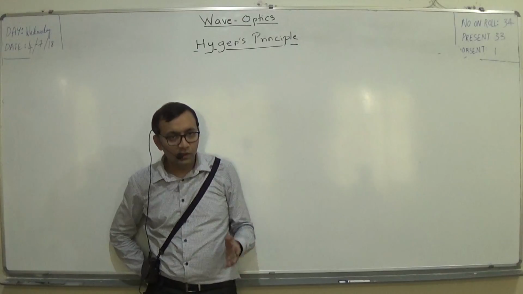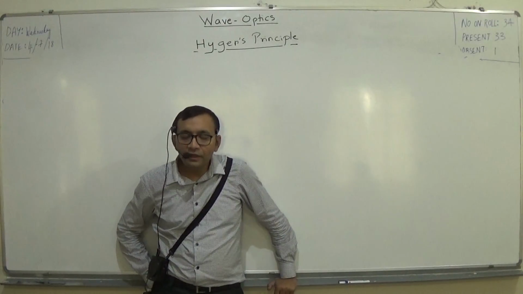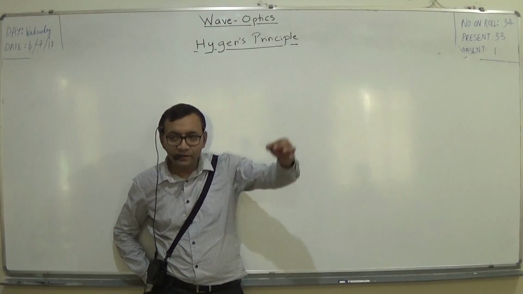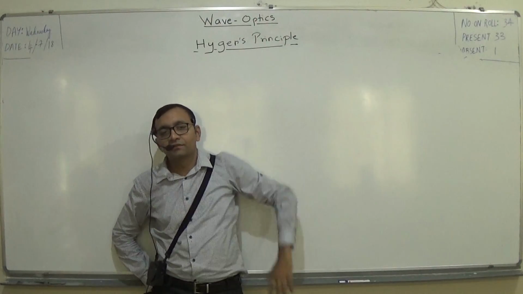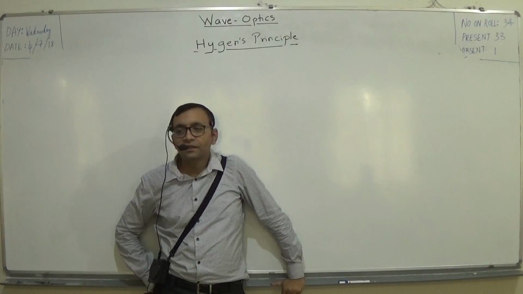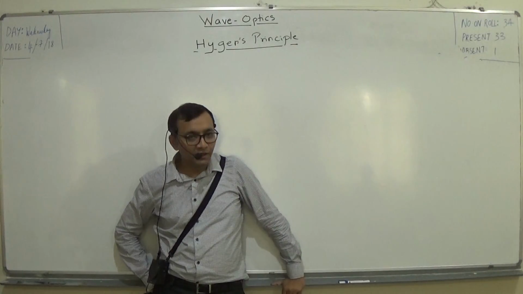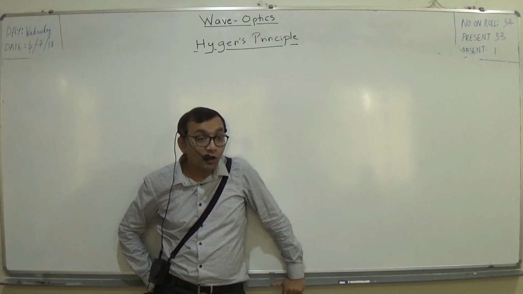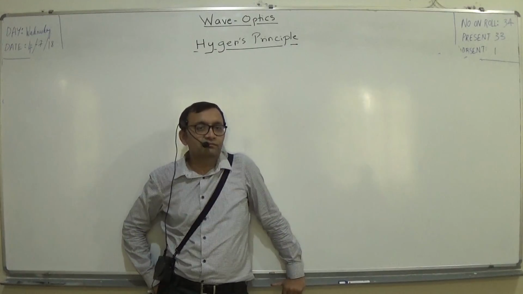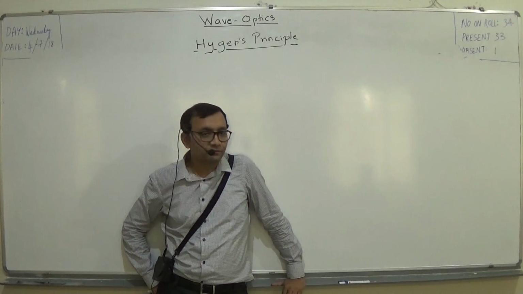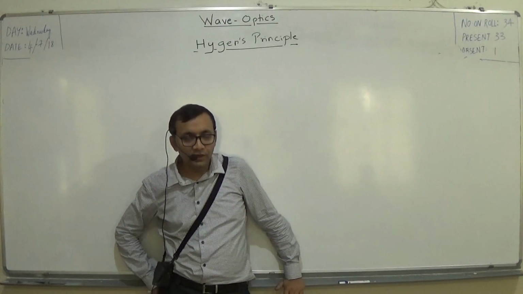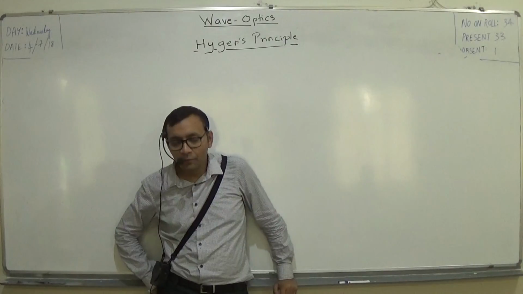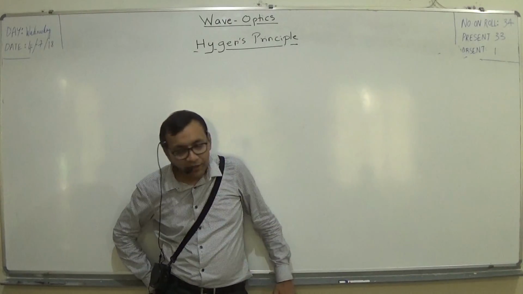What if you have an infinite line that emits light in every direction? What kind of wavefront will it have? Cylindrical. What if it is a point source? Spherical. So these things should be very clear. These are basics, thumb rules. So now write down Huygens' principle.